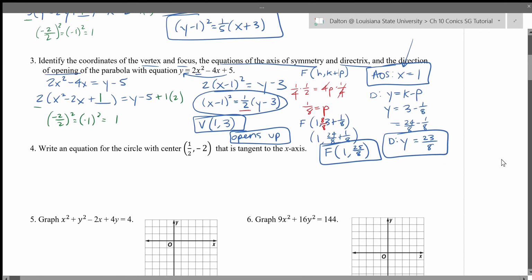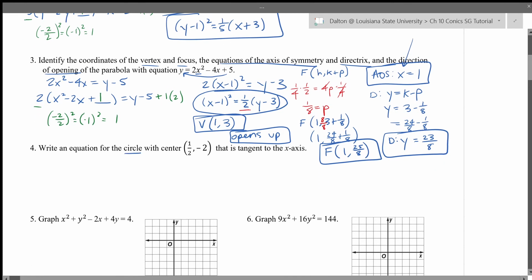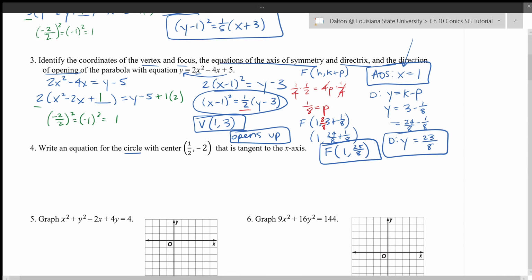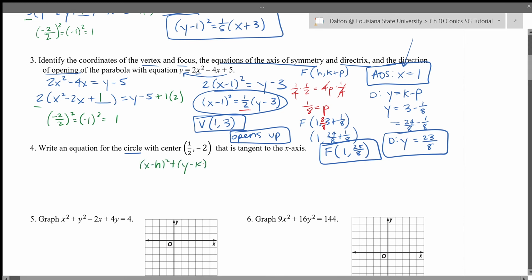Number 4, write the equation for the circle with a center of (1/2, -2) that is tangent to the x-axis. So change of conic section here, we're dealing with a circle. So first thing to recall is that the equation of a circle in standard form is (x minus h) squared plus (y minus k) squared is equal to, oh, sorry, not 1, r squared. So I give you the center. I'm giving you h and k already. This is the part that you need in order to find r.